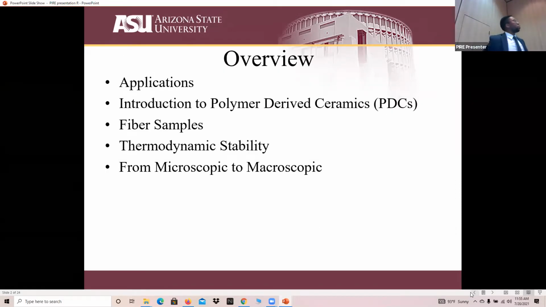Here's a little overview of what will be covered throughout this presentation. We'll start by talking a little bit about the applications of the different fibers and PDCs in industry. And then I'll talk a little bit about the synthesis and structural evolution of PDCs. We'll talk about the fiber samples that we have. We'll talk about their thermodynamic stability and the relationship that we observe between their microscopic and macroscopic properties.